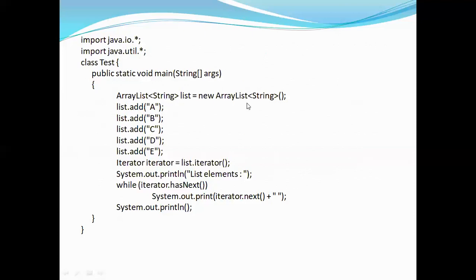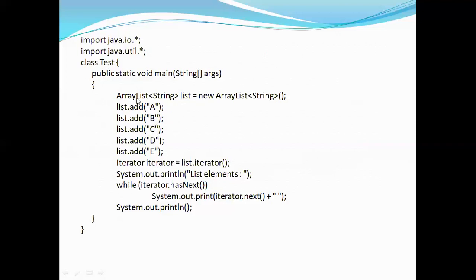I'm going to insert the elements in my ArrayList now, using this object called list. So list.add. Add is a method which will add the elements into the ArrayList. The object is list. So I'm inserting 5 alphabets here, A, B, C, D, E, into the list.